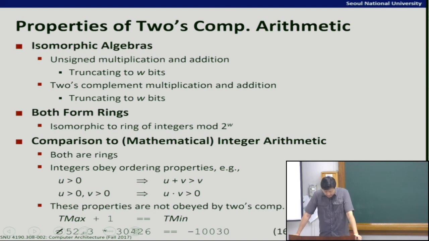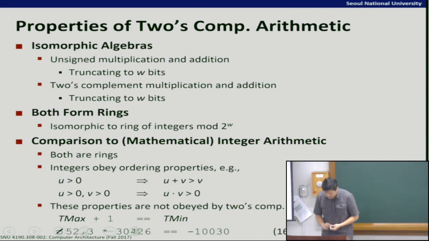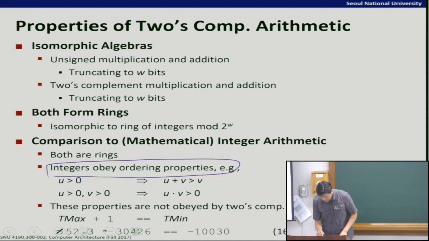Both are rings, and one difference is that integers obey ordering properties. In other words, if you add the same number to the left and right terms, this is true for pure mathematical, abstract integers. If you add a term to both sides of an inequality, then the inequality still holds, right?